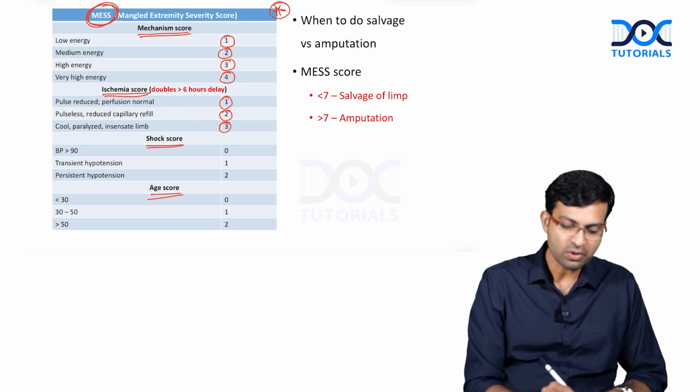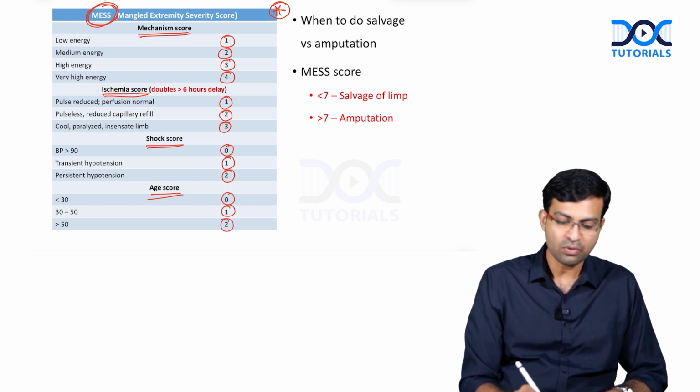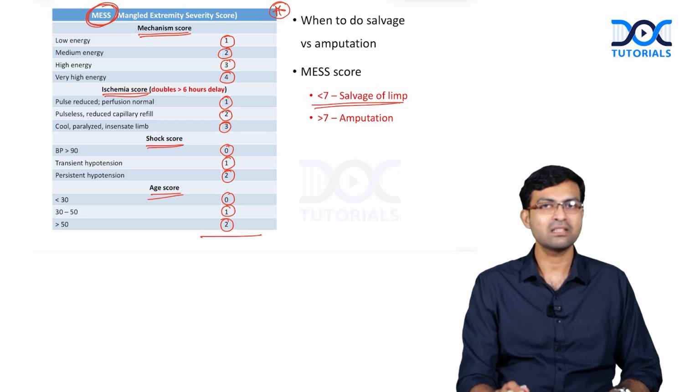Then you have the shock score. If the BP is more than 90, it is 0. Transient hypotension is 1 and persistent hypotension is 2. Age score: a patient less than 30 is 0, 30 to 50 is 1 and more than 50 is 2. You take the total score, and if the score is less than 7, then the patient is not that bad.